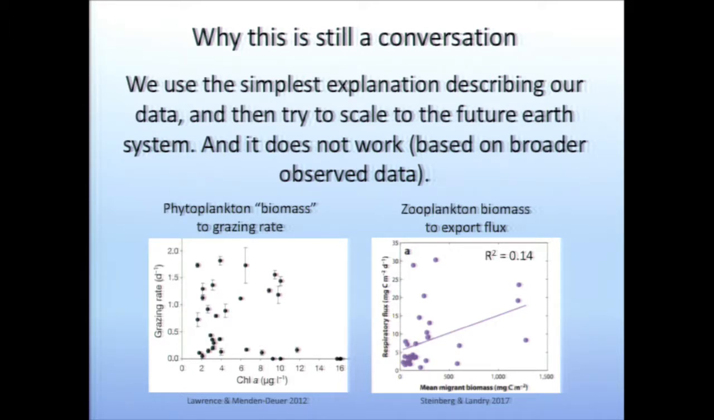What I wanted to show is some work relating chlorophyll a, so the stock of phytoplankton, with grazing rate. And there's none of these relationships, even though we know that there are these underlying allometric things that should hold. The same thing can be said, this is Deb and Mike Landry's work, for mean migrant biomass and respiratory flux. So biomass to these other processes isn't working. So maybe just measuring stocks, which we've been doing for a long time and do well, is not enough, because we do need to put traits in, whether those traits are size or other things.